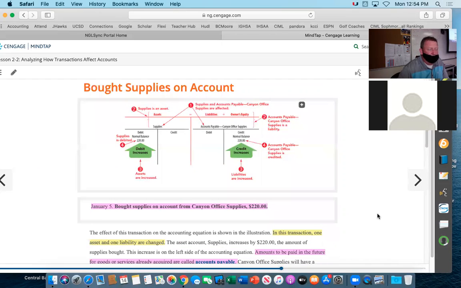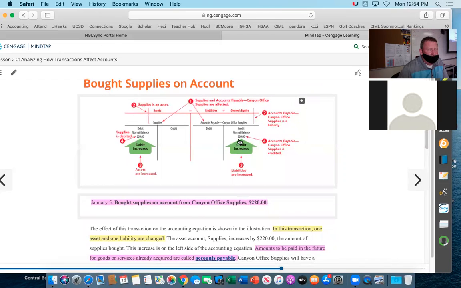Next one, bought supplies on account. When you buy something on account, it will increase accounts payable. What is accounts payable? Amounts of items that will be paid in the future. You're going to pay on account, which means you're going to pay at a later date. If we sold our services on account, it'd be accounts receivable. But what we're doing right now is we're buying supplies on account, meaning we'll pay it later. Accounts payable means the amounts to be paid in the future for goods and services already acquired.